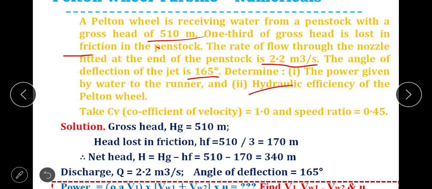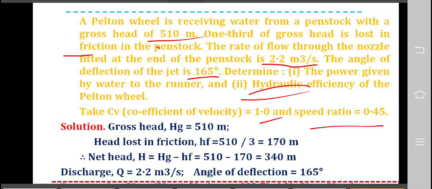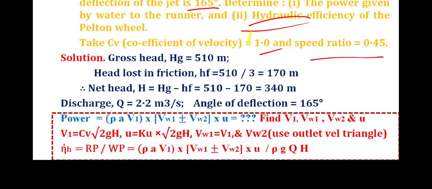So here luckily the hydraulic efficiency is asked. Take Cv, coefficient of velocity, equal to 1 and speed ratio equal to 0.45. So you have to write all these in terms of symbols. So how we will see here.